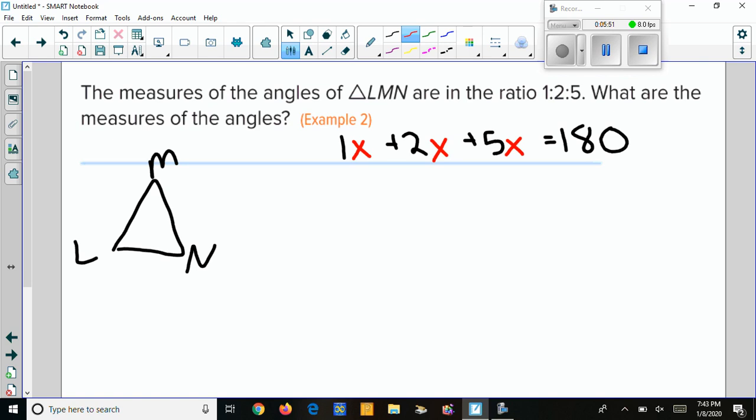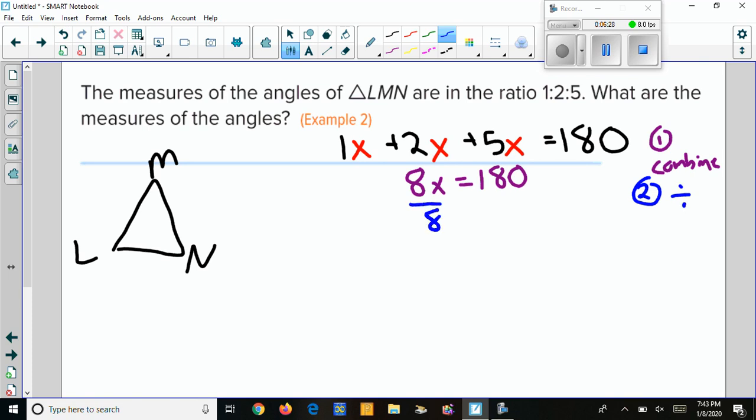To move forward, I need to actually figure out what x is. So first, again, we're going to combine anything that is a like term. In this case, I can combine all three pieces with x on it. 1 plus 2 is 3, plus 5 is 8. So I have 8x is equal to 180 degrees. To continue to get x by itself, I need to go ahead and divide. So I'm going to divide both sides by 8.